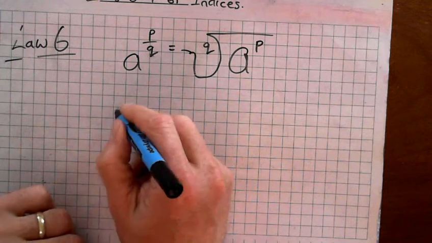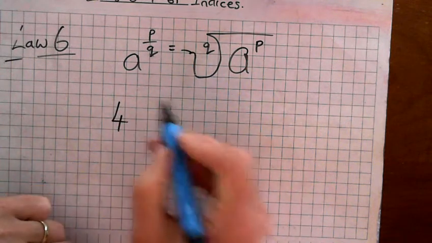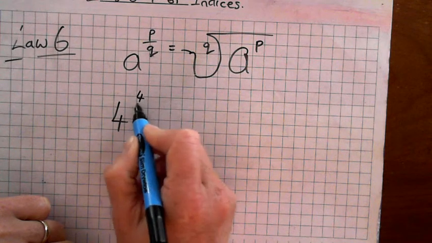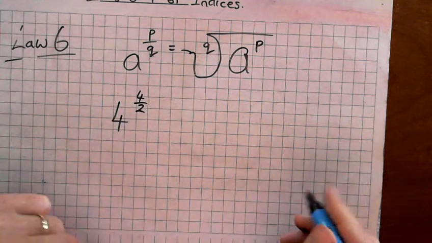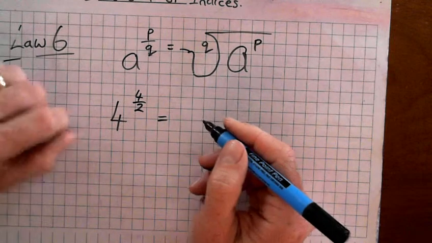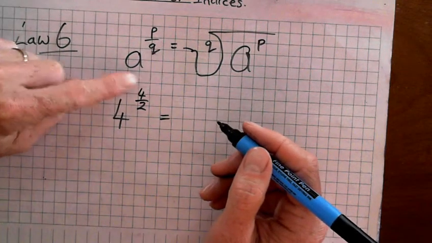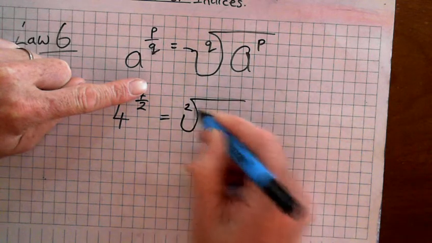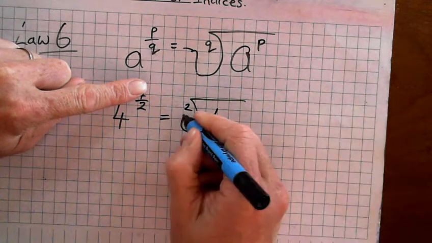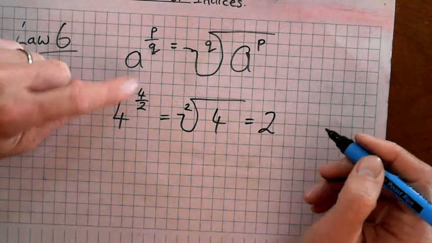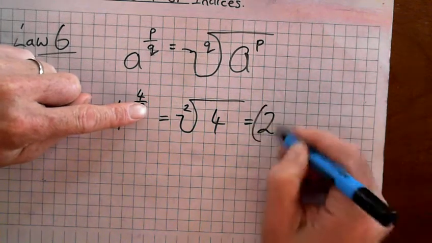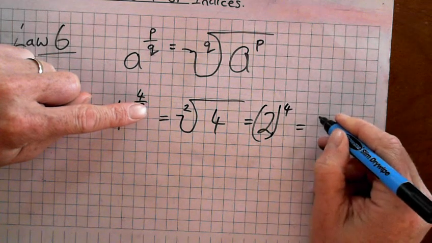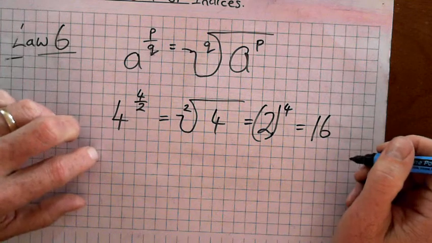Another example, we'll just take 4. This time we have 4 to the power of 4 over 2. You look up. What's 4 to, first of all, imagine that that's a half. 4 to the power of a half. What's the square root of 4? Now, to the power of 4. 2 to the power of 4 is 16.